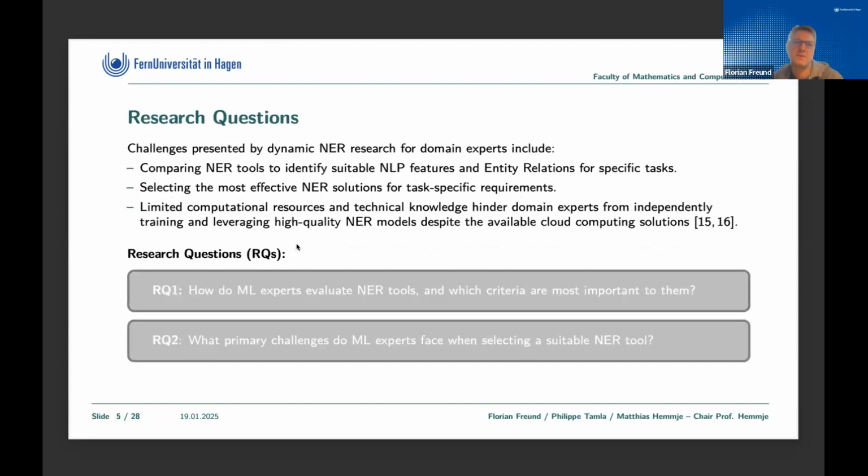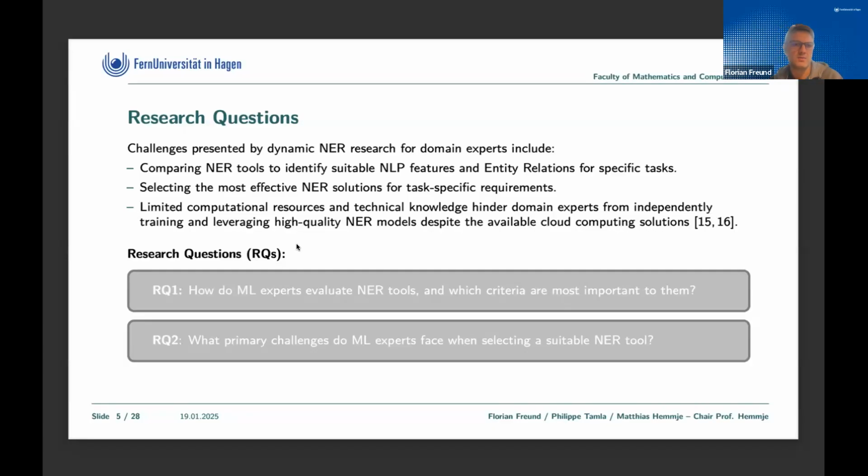The challenges presented by the dynamic NER research in recent years for domain experts include: they struggle to compare NER tools and to identify suitable NLP features and entity relations for their specific task. They need to select the most effective NER solution for their specific tasks, and they have limited computational resources and technical knowledge, which hinders domain experts from independently training and leveraging high quality NER models.